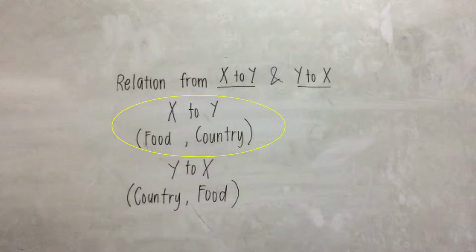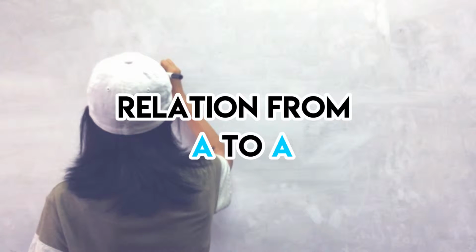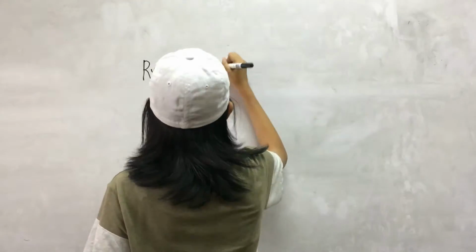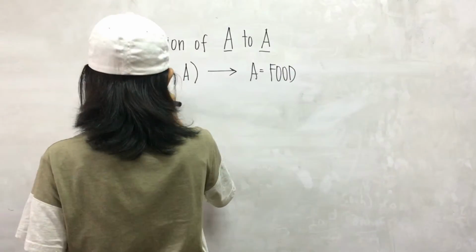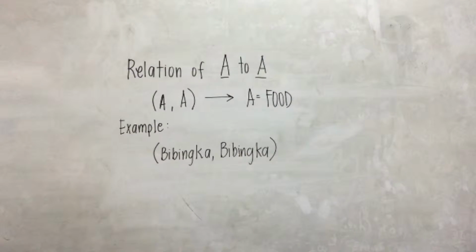X to Y is the relation of the food to country, while Y to X is the relation of the country to food. For the relation of A to A, or to itself, the domain and range will all be equal to a subset of A, given that A is equal to food. For example, bibingka is related to bibingka.